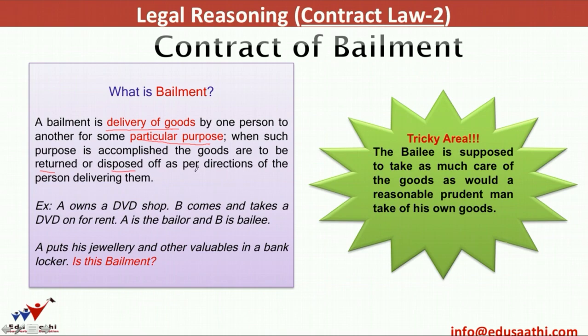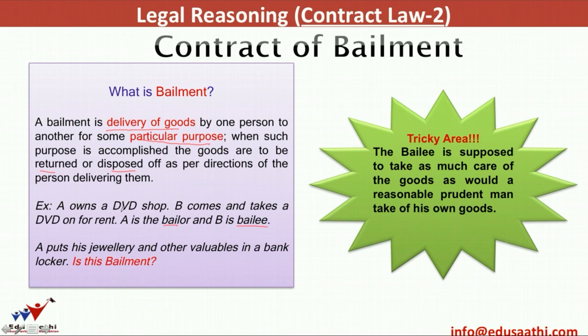So there are two words which would be used for the persons involved in the contract of bailment, that is bailor and bailee. The person who delivers the goods is known as bailor and the person to whom the goods are delivered is known as bailee. We will explain it with an example.